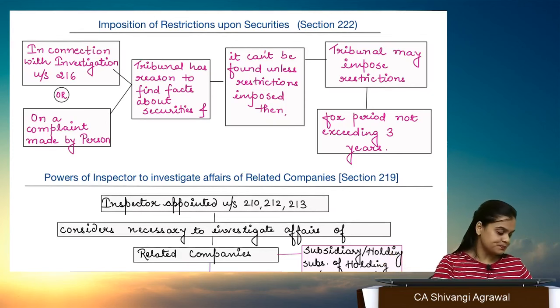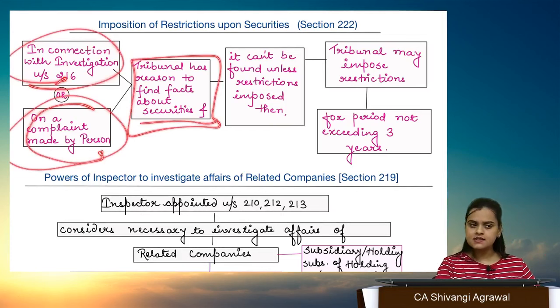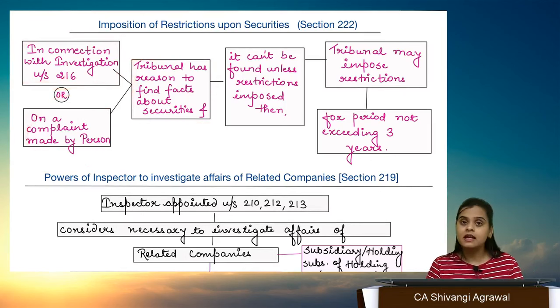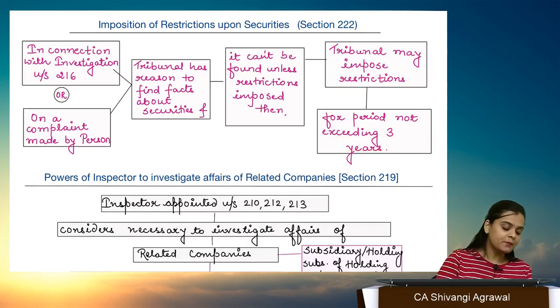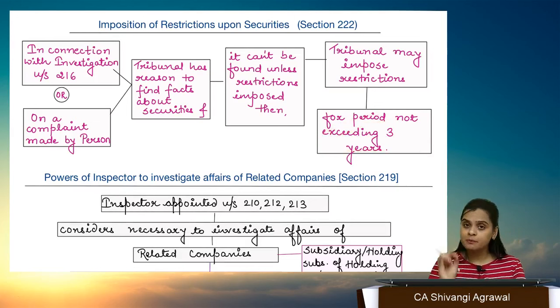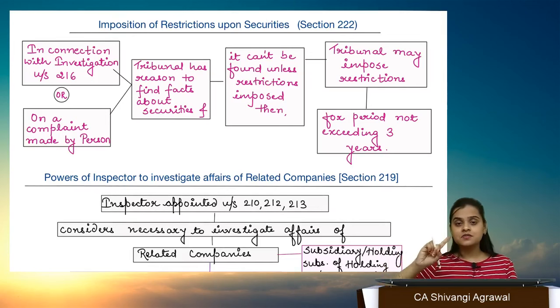In such a situation, or if any person files a complaint, then the tribunal understands that I must find out the details about this particular security, and to find out the details I must put some restrictions. In such a situation, the tribunal can put restrictions, but not for more than 3 years. This is something which is very important for you to remember. The tribunal, although it has been given the power under section 222 to impose restrictions, yet the restrictions cannot be imposed for more than 3 years.